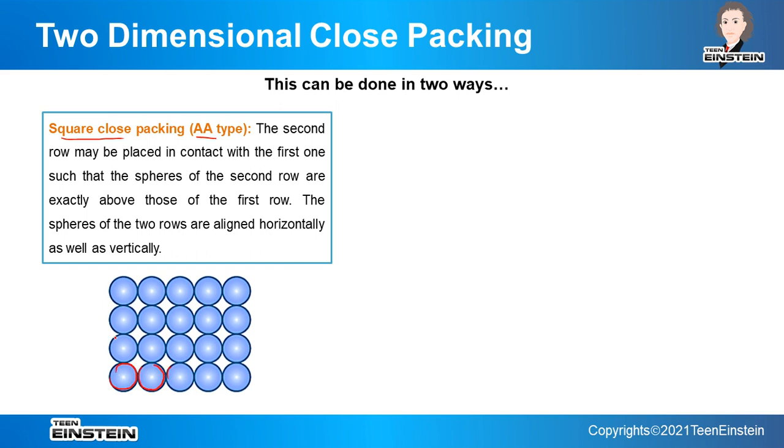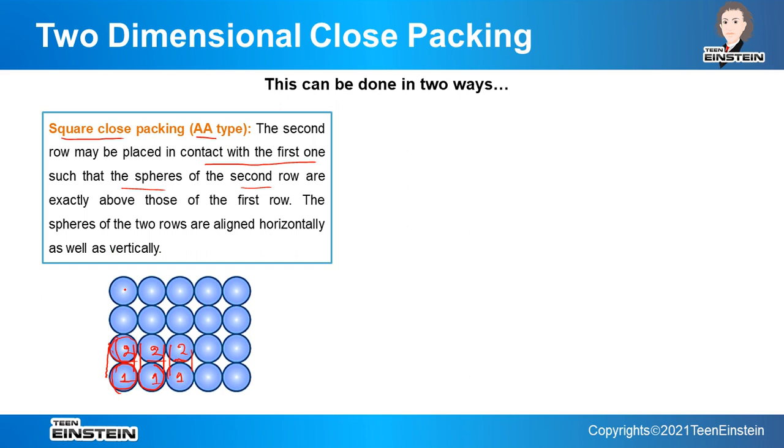Then when we are placing the second row, the second row may be placed in contact with the first one in such a way that the sphere of the second row, so suppose I am writing here 1 because this is the first row and this is second, each particle in the second row is exactly on the first one, right? And the spheres of the two rows are aligned horizontally as well as vertically.